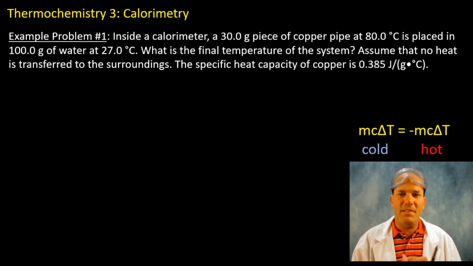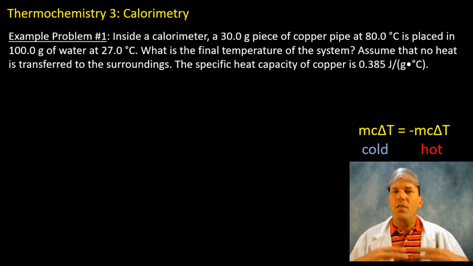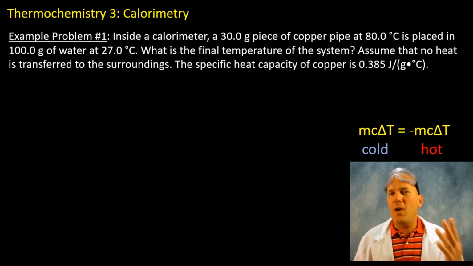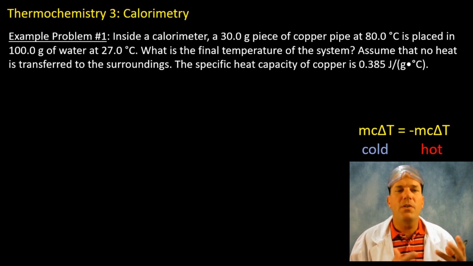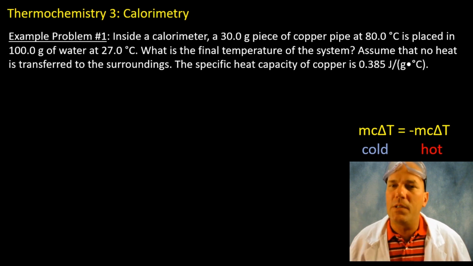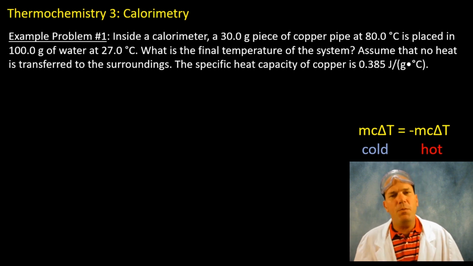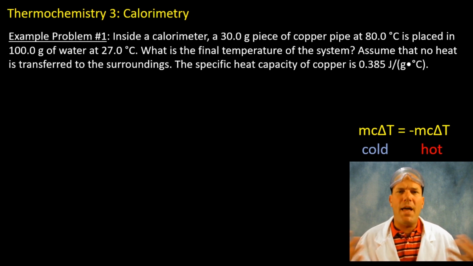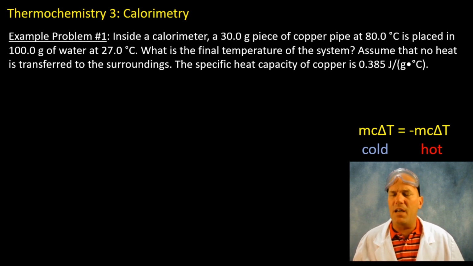Let's define the system as the water and the copper pipe. So what is the final temperature of that two-object system? Assume there is no heat being transferred to the surroundings. Okay, so we're making an assumption here that there's no thermal energy being absorbed by the calorimeter itself.